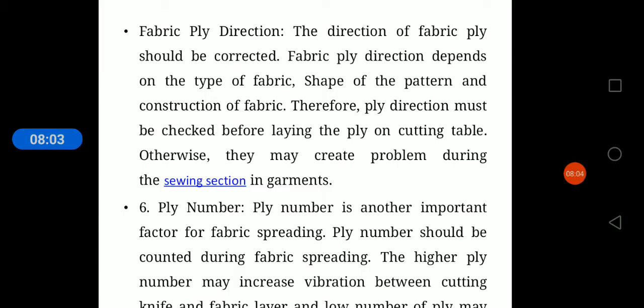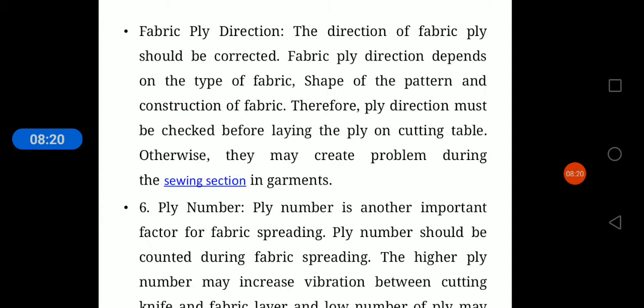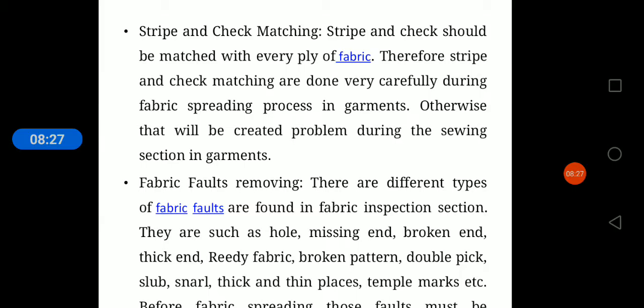Ply number is another important factor for fabric spreading. Ply number should be counted during fabric spreading. A higher ply number may increase variation between the cutting knife and the fabric layer, and a lower number of plies may depend upon the faults, so the ply number is an important factor. Next, stripes and check matching. Stripes and checks should be matched with every ply of the fabric. Therefore, stripe and check matching are done very carefully during the fabric spreading process in garments, otherwise that will create problems during the sewing section in garments.